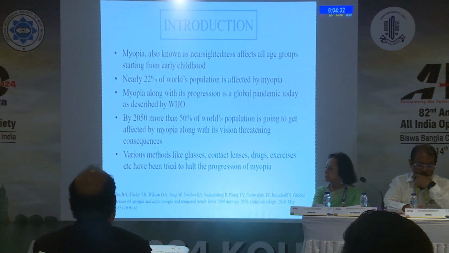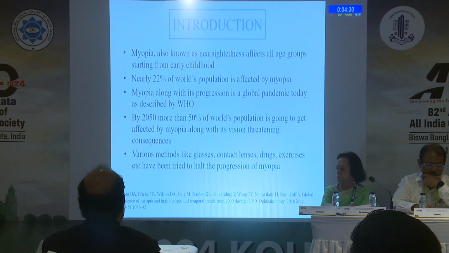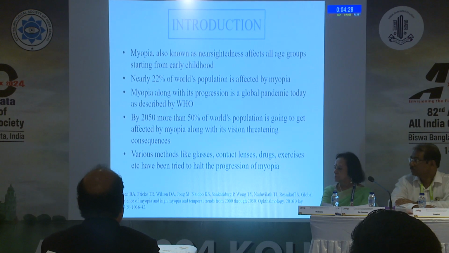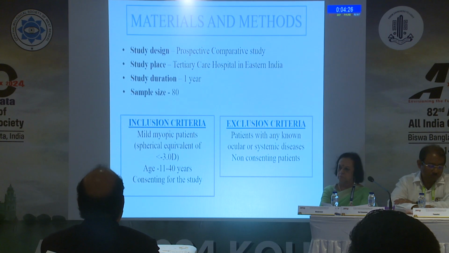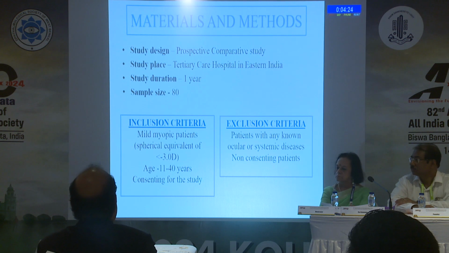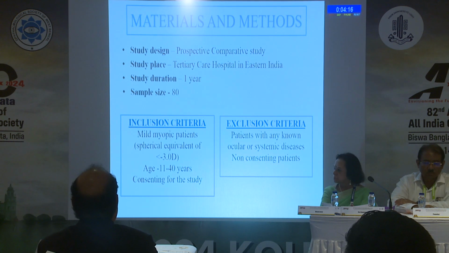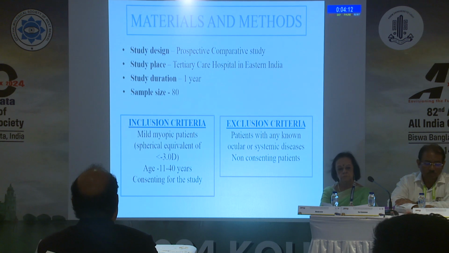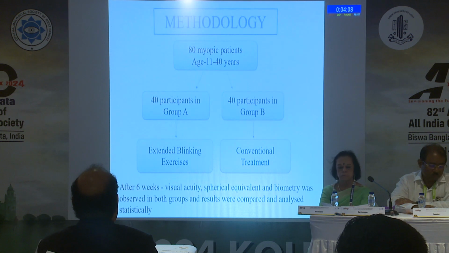Various methods like glasses, contact lenses, drugs, and exercises have been tried to halt the progression of myopia. So we conducted a prospective comparative study in a tertiary care hospital in eastern India. We included mild myopic patients with spherical equivalent of less than -3 diopters between the age group of 11 to 40 years, and we excluded all the patients with any known ocular or systemic diseases.